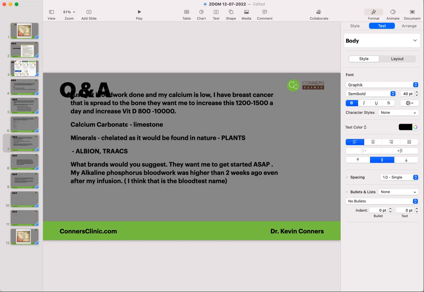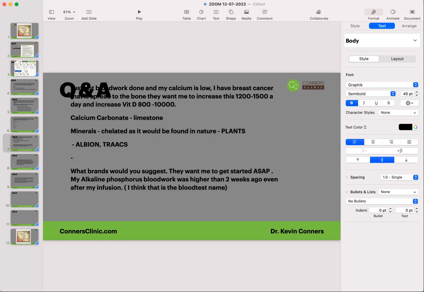So personally, if this was me and I had low calcium and metastasis of the bone, I would only take the Clear Multi Min Plus. That's our Connor's Clinic private labeled multivitamin. It doesn't have an excess amount of calcium.